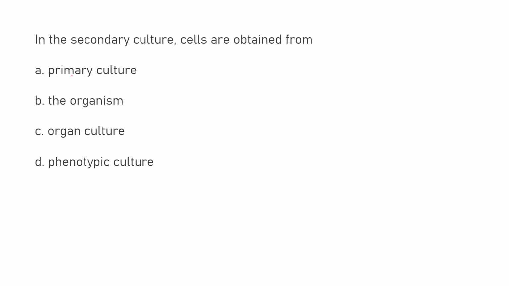Now the next question. In the secondary culture, cells are obtained from, again as I discussed in the first question, the cells will be obtained from the primary culture when we are talking about secondary culture. The cells will be obtained from the organism when we are talking about the primary culture. But for secondary culture, we get the cells from the primary culture itself.